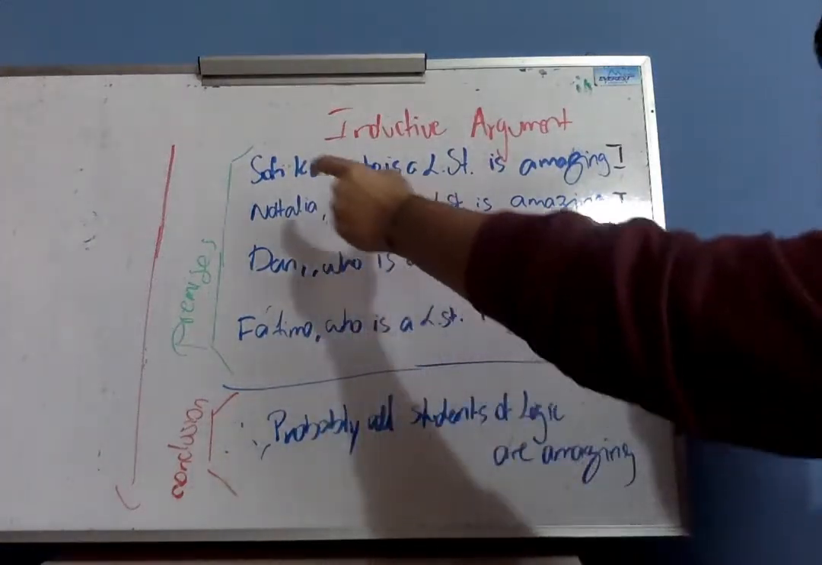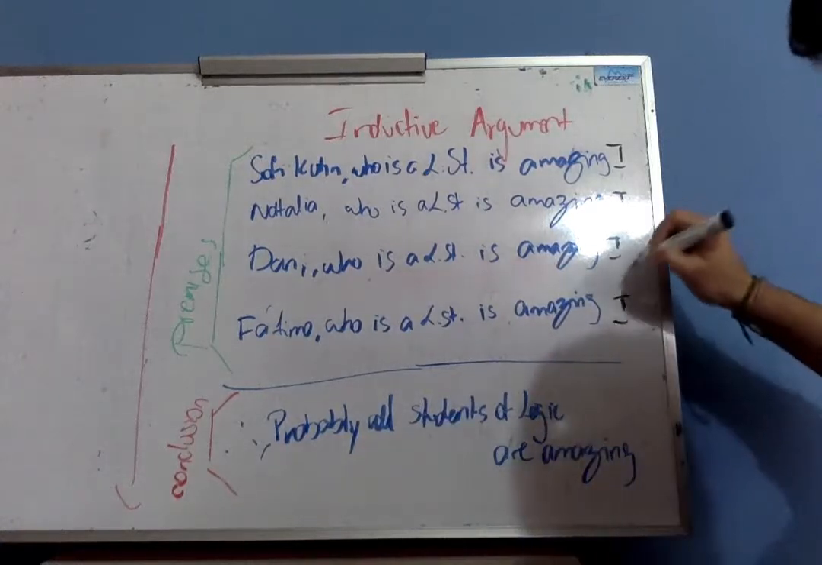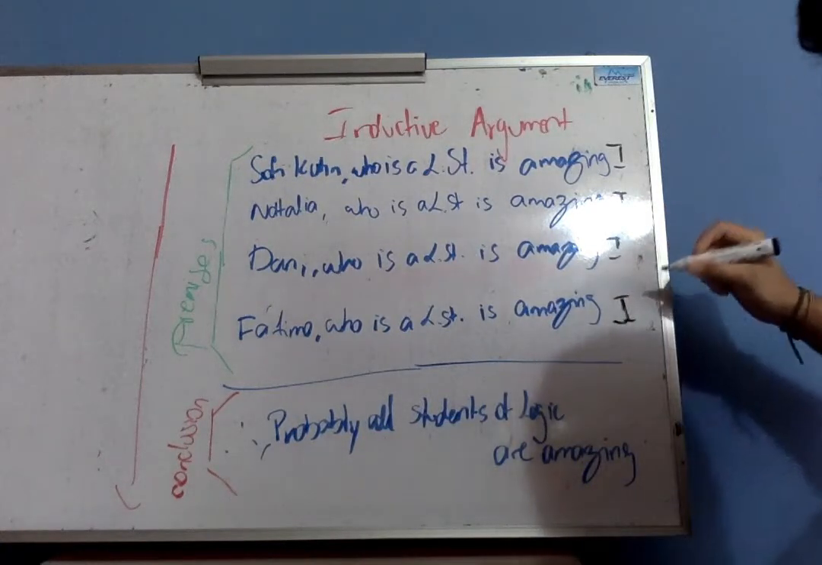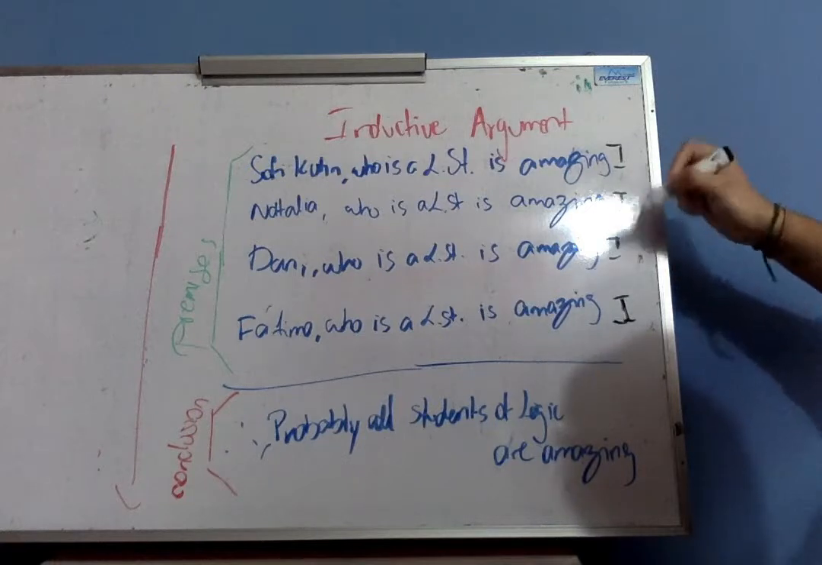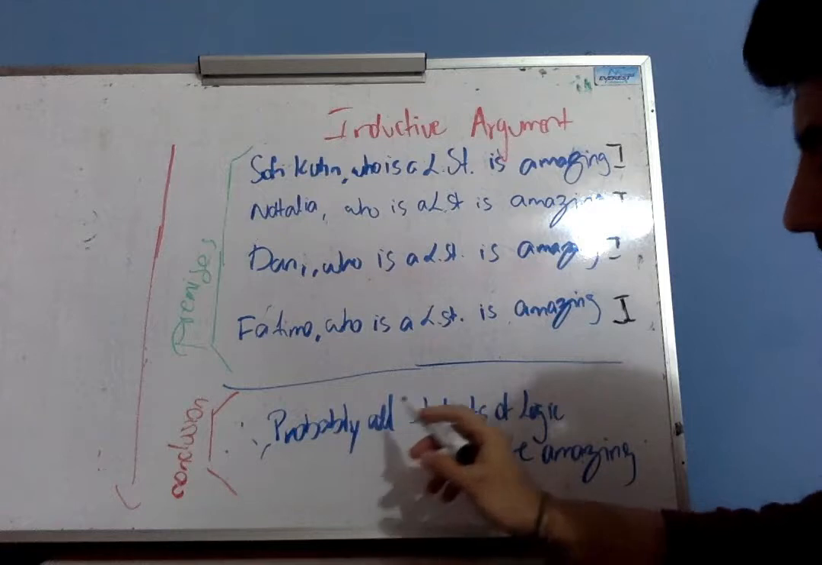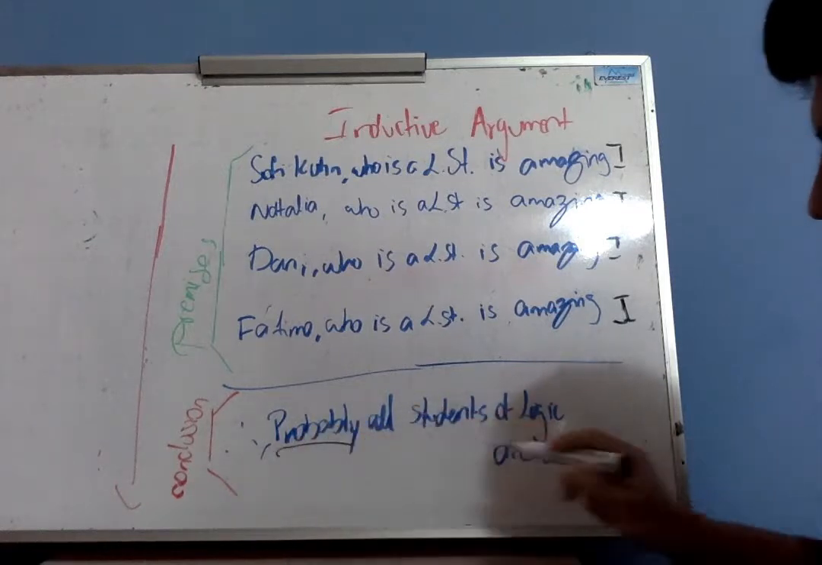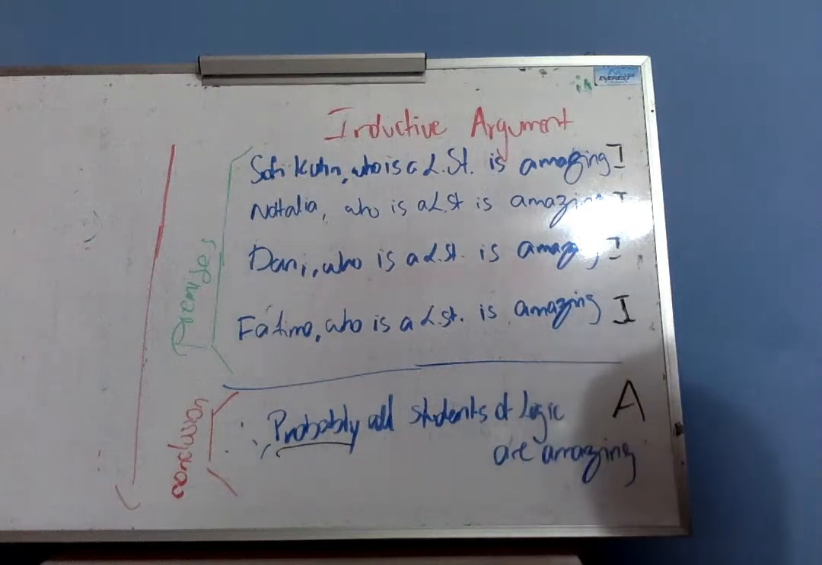So therefore, these propositions, all of them are particular, and therefore all of them are propositions type I. As you can see, I to proposition type I, and so on and so on. And finally, the last conclusion is probably all students of logic are amazing. This proposition is A, you know? Now, what is the main difference?